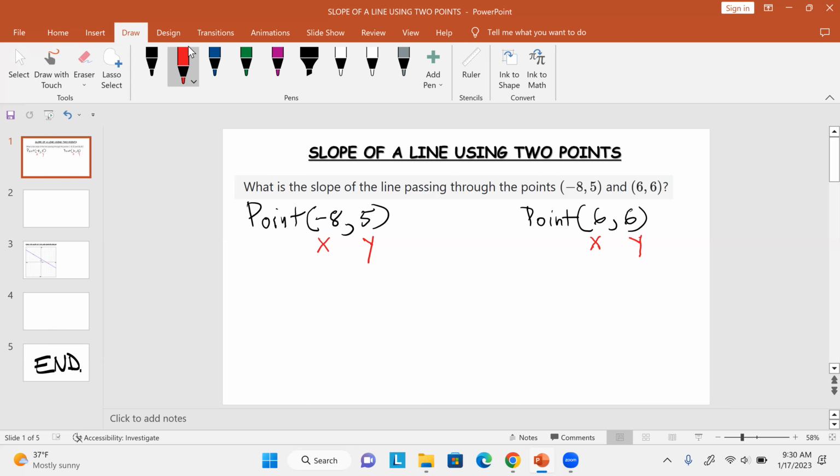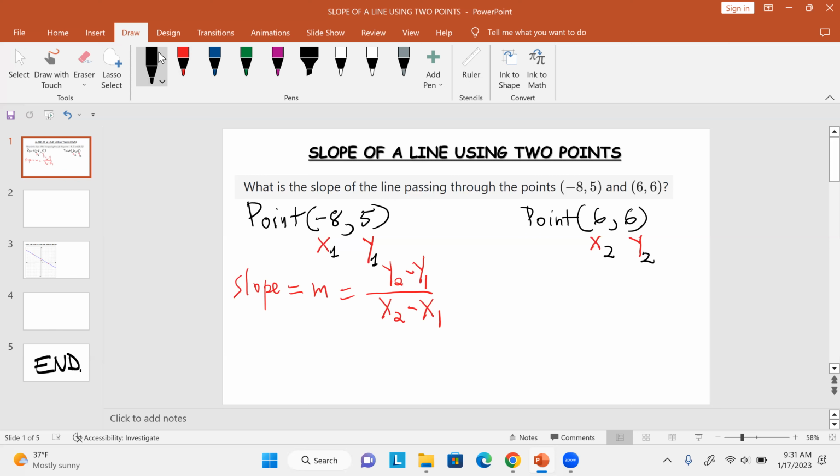Now to find the slope, the formula is slope equals m, which is y2 minus y1 divided by x2 minus x1. Now you have to understand that y2 represents the y value of the second point and y1 the y value of the first point. Same thing for x2 and x1. For that, we have to label our 2 points as x1, y1, x2, y2 to avoid any kind of mistake.